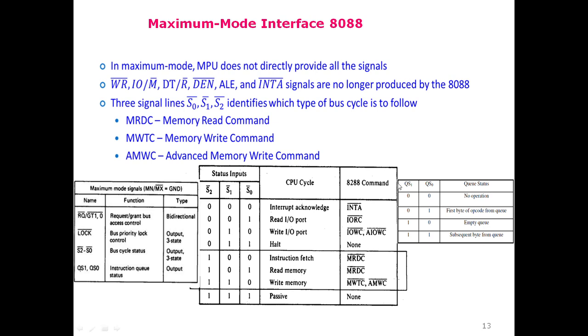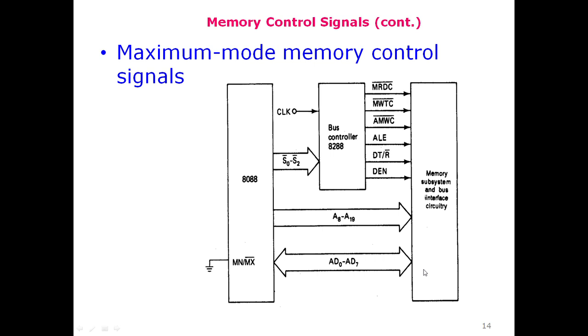So there are 8 possibilities, and the control signals are generated by a controller called the 8288 controller, or bus controller. This controller generates these signals for each of the 8 possibilities of the status signals: interrupt acknowledge, read input and output port, halt, write input and output port, instruction fetch, read memory, write memory, and passive. In the maximum mode, memory control signals are here.